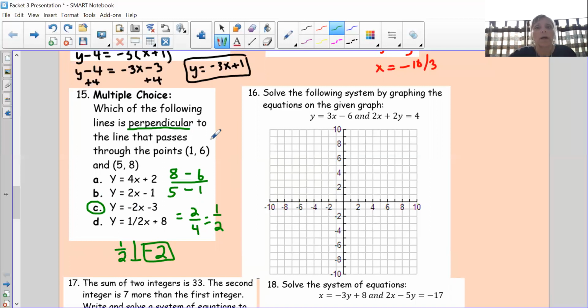Okay, let's keep going. Number 16. Solve the following system by graphing the equations on the given line.